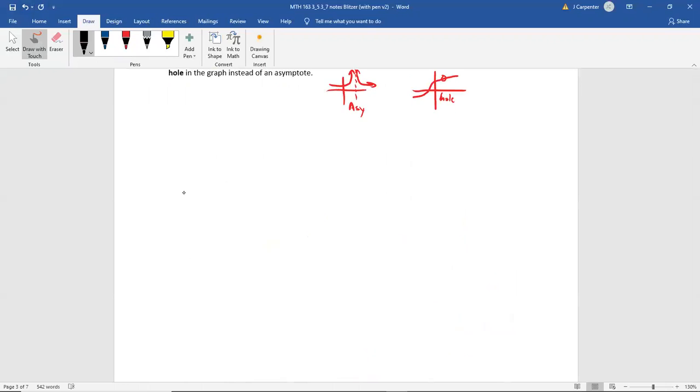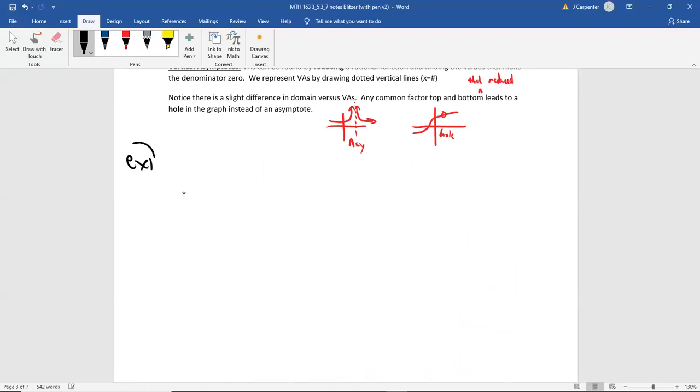All right, so example 1, find all vertical asymptotes. For A, we're going to have f of x equals x over x squared minus 16. This is pretty easy to do. Again, the actual graphing aspect of it, I'm not going to throw on this test.